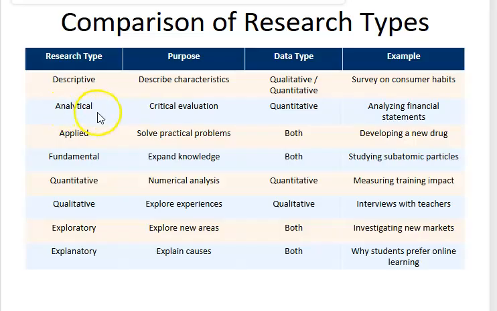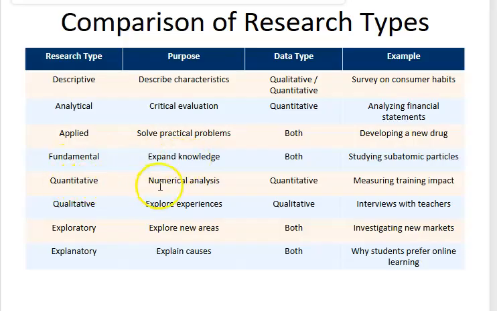Then we have analytical research, which is a critical evaluation. It involves largely quantitative data. Then applied research, which can involve both types of data and solves an immediate problem. Fundamental research, which helps in expanding our knowledge, and it involves both quantitative and qualitative data.